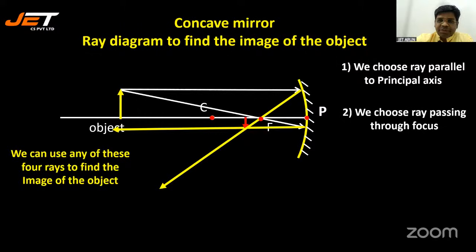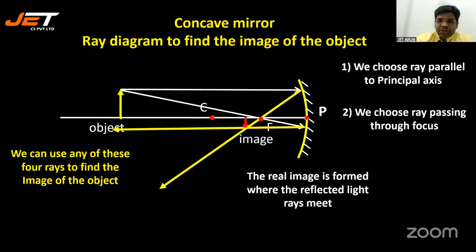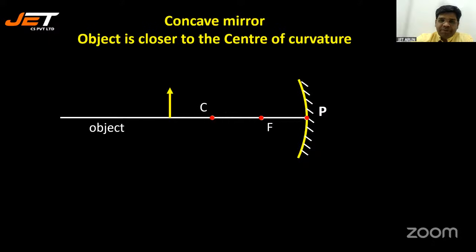Red color inverted arrow is the image. So a real image is formed where the reflected light rays meet. All right. Now look at the next one. Now I bring the object closer. Object was far before, right? I am bringing it closer to the center of curvature now. Now what happens? Now can you tell me where? Let's see. I'll use ray diagram.